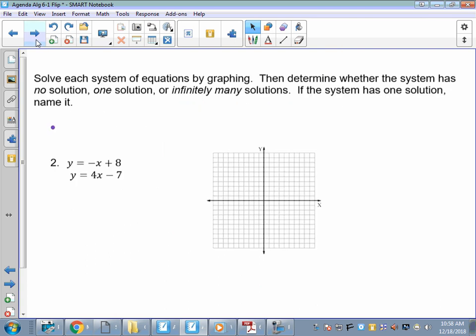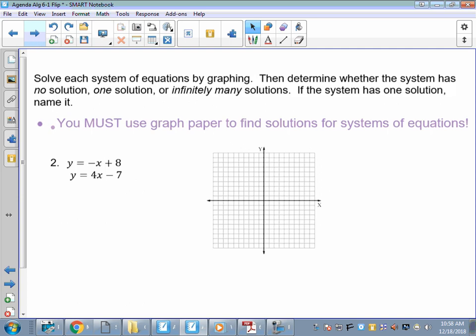All right. Let's take a look at an example here of solving by graphing. Determine whether the system has no solution, one solution, or infinitely many solutions. If it has one solution, let's name it. And there is one thing we have to talk about here: you must use graph paper to find a solution for a system of equations. You have to, because you have to be precise. If you're just sketching it on paper and your point's a little bit off, it's not going to quite work for you. All right? So the first one should be pretty simple here because they're both in slope-intercept form.